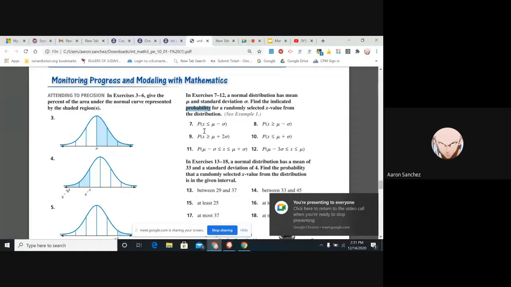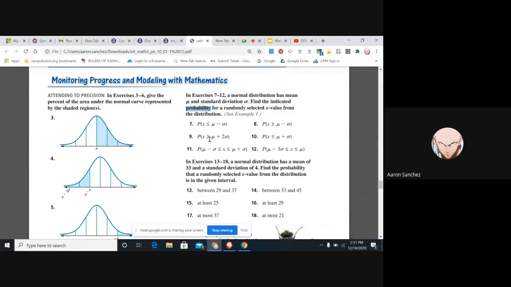All right, so do you guys get that? So this is number 9. Number 9 is, what's the probability of X is greater than or equal to the mean plus 2.